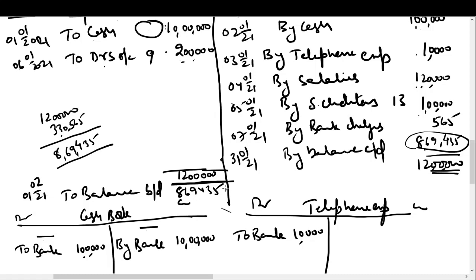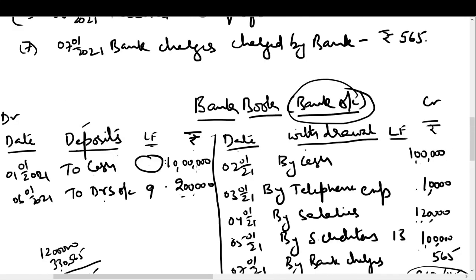Now what is this amount? This amount is the amount of money which is available in my bank account. This is the bank balance I have on 1st February 2021. This is the meaning. So this is how we deal with bank transactions.